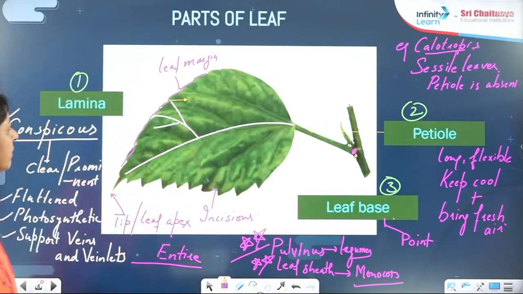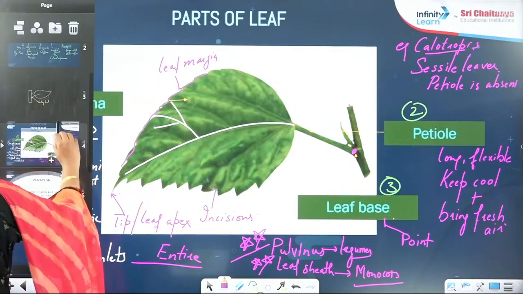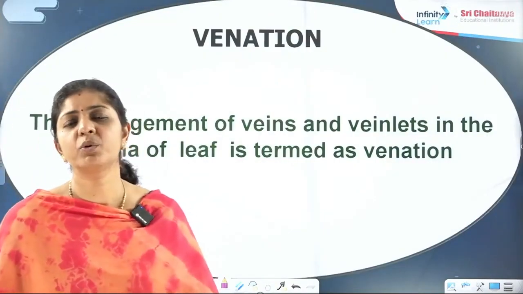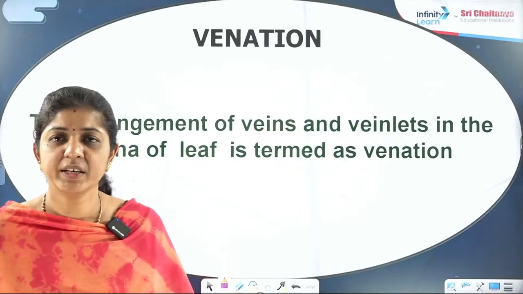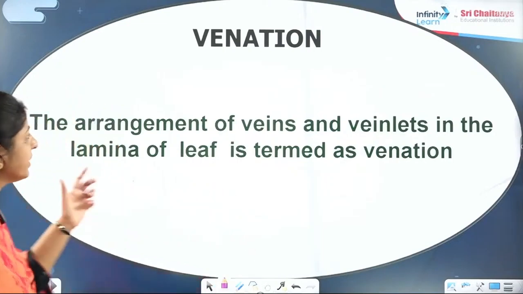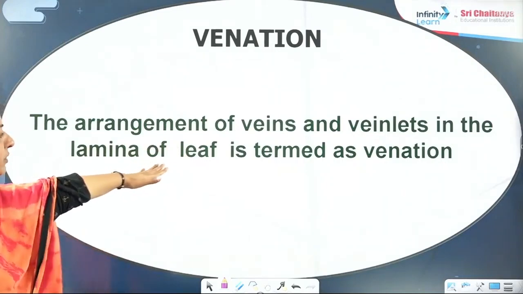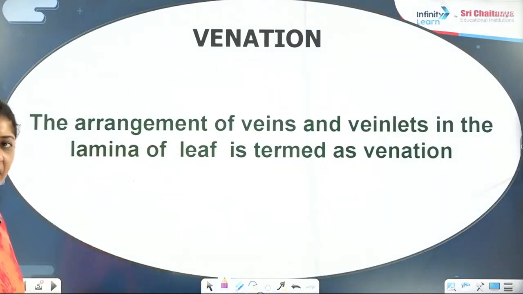So I hope you have got a little bit of an idea about the parts of the leaf. Now we are going to take the next topic. What is that? The venation. Just now I told you the lamina is supported by the midrib, veins and veinlets. So what is venation? The arrangement of veins and veinlets in the lamina of the leaf, that you term venation.